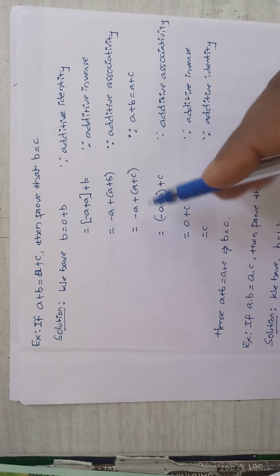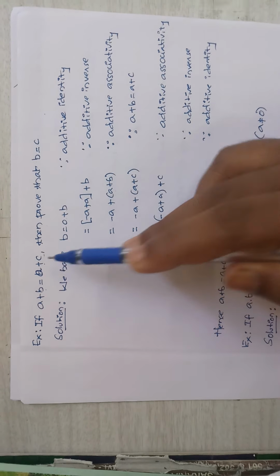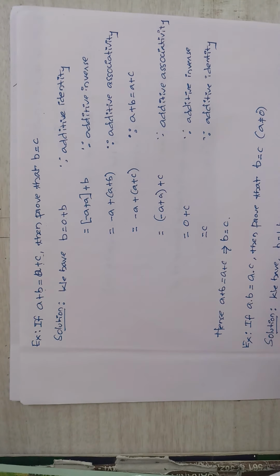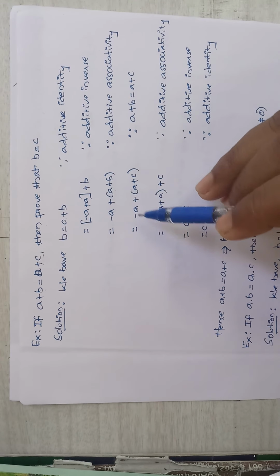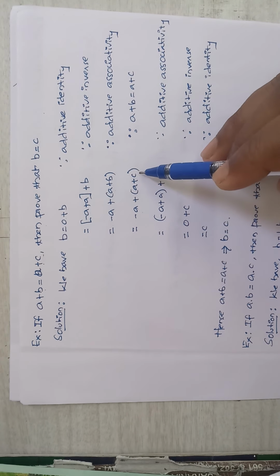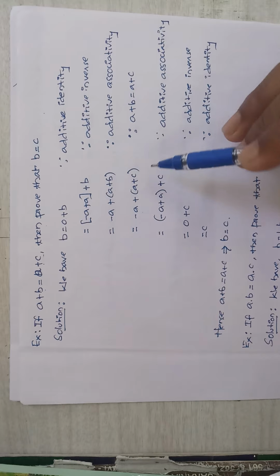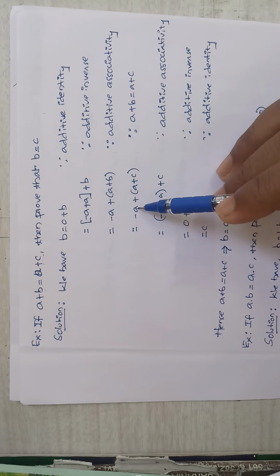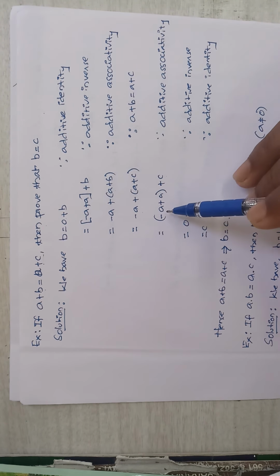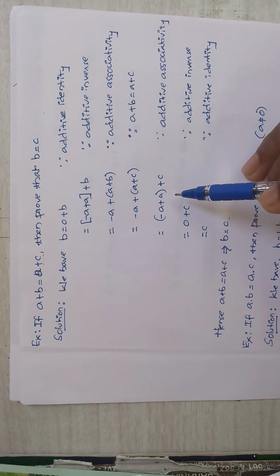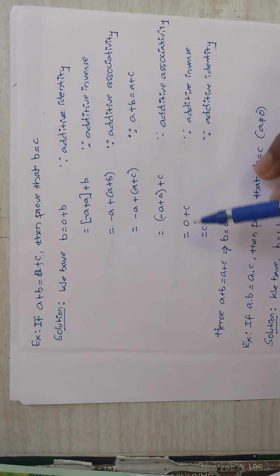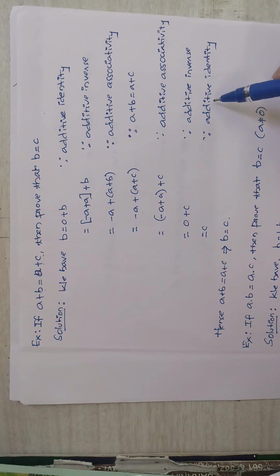So A plus B is what? A plus C, because of the given data, A plus B is equal to A plus C. So then it becomes minus A plus A plus C, using additive associativity. Minus A plus A becomes 0 because of the additive inverse. So 0 plus C becomes C using additive identity. Hence, A plus B is equal to A plus C implies that B is equal to C.